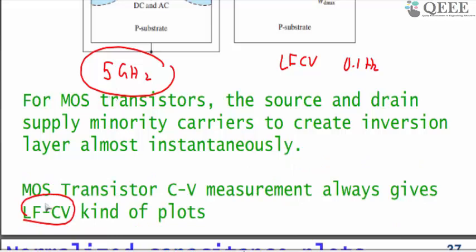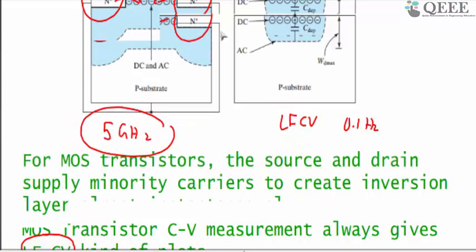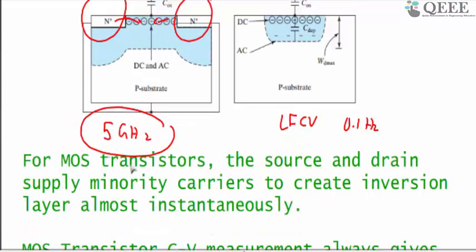Essentially, you can tie the source and drain together and measure the capacitance. For example, this is the gate, and I tie the source and the drain together, then measure the capacitance between these two. That means there is always a channel. If the channel is always present, I can get the full capacitance here.